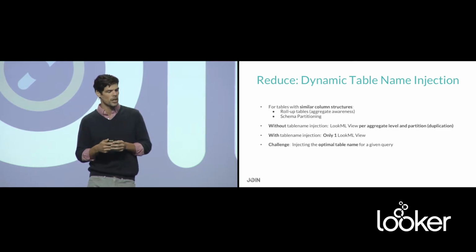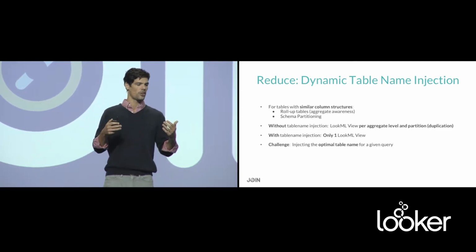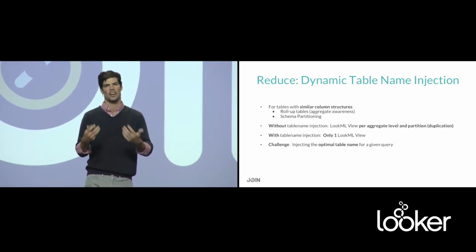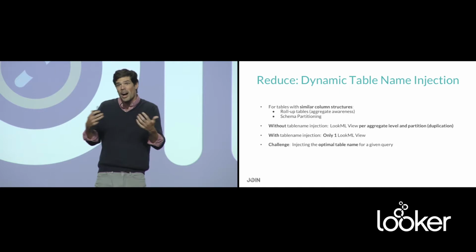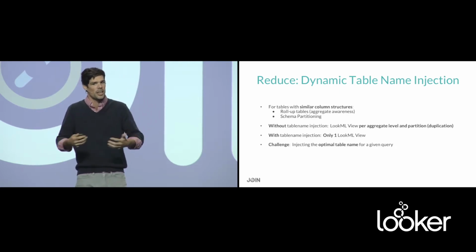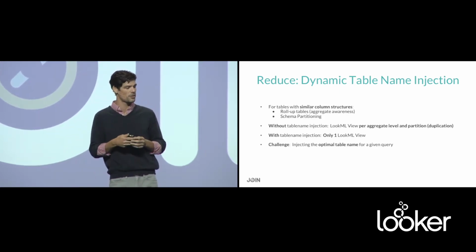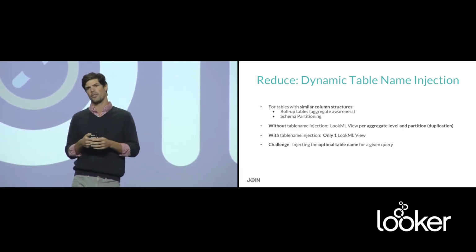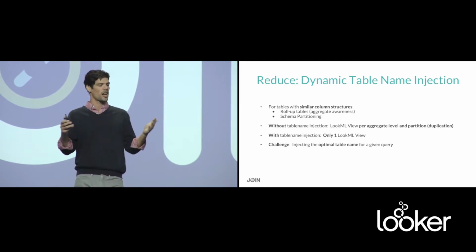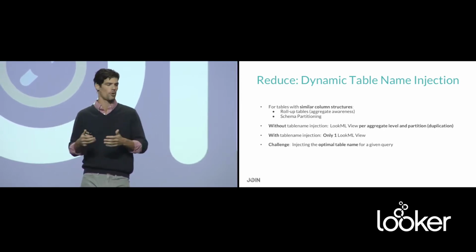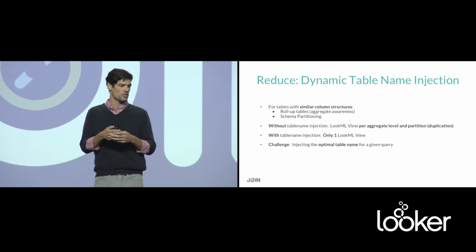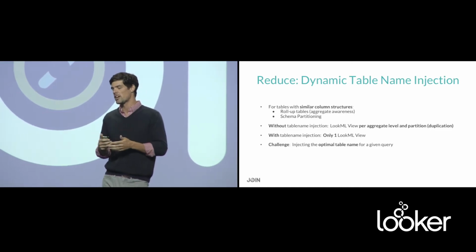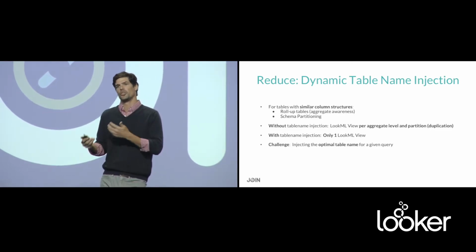So without table name injection, you're going to have to make a LookML view per aggregate table or per partition. So you're going to have a lot of views. Even though that logic is still the same, the model essentially would be the same because the column structure is the same. You're going to have to maintain those LookML views. However, with table name injection, we're going to be able to use just one LookML view per aggregate type or per just partition type or per table that exists in all the different partitions. The challenge with using this table name injection is finding the optimal table to use for a given query.